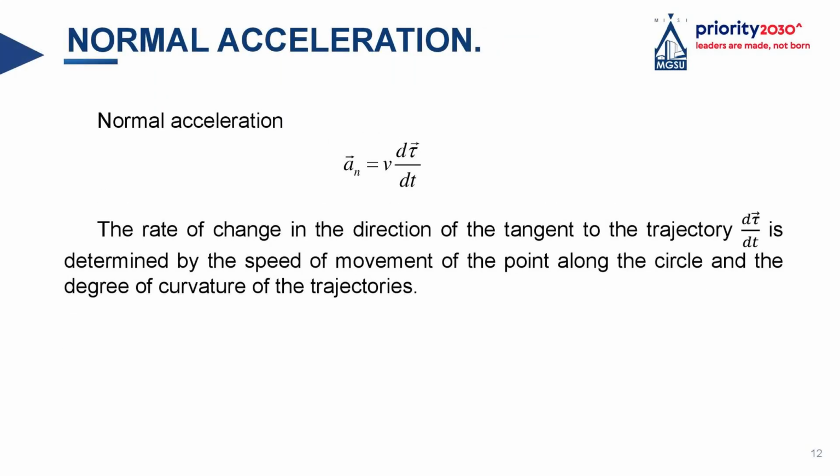And let's go next and talk about normal acceleration. The formula of normal acceleration you can see in the presentation slide. Please find it and pay attention. The rate of change in the direction of the tangent to the trajectory, d tau over dt, is determined by the speed of movement of the point along the circle and the degree of curvature of the trajectories. The degree of curvature of a plane curve is characterized by curvature.